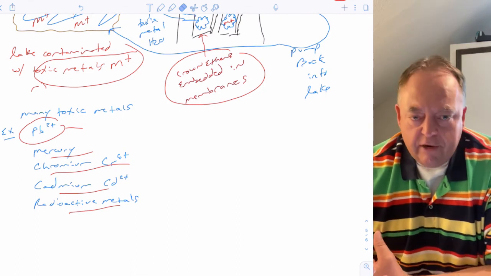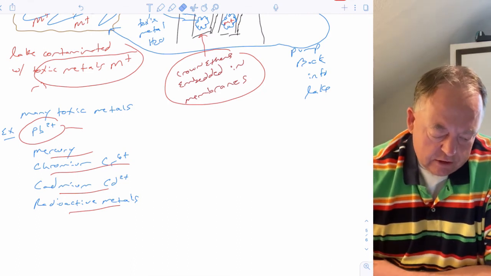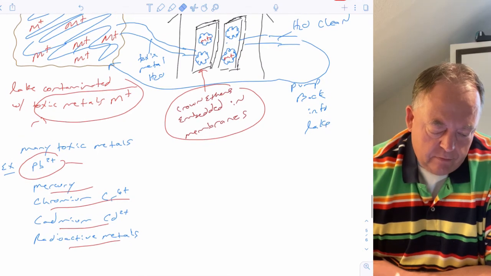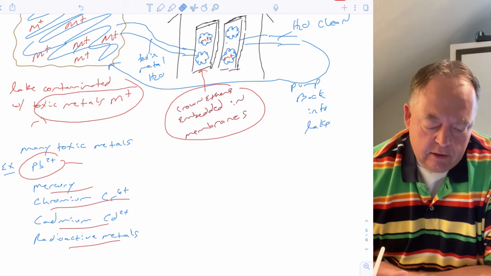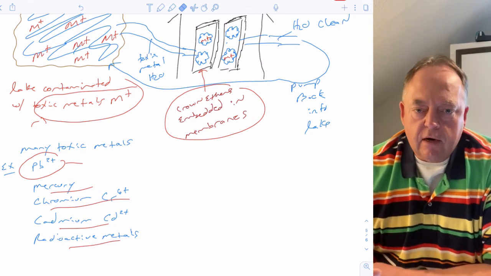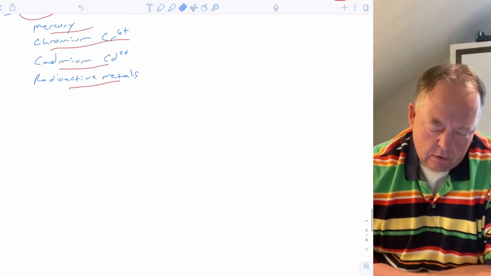And that's one area of my research interest. One of my research interests is finding ways to detect toxic anions in the environment, and then find ways to extract them from the environment. Okay, we'll stop there.